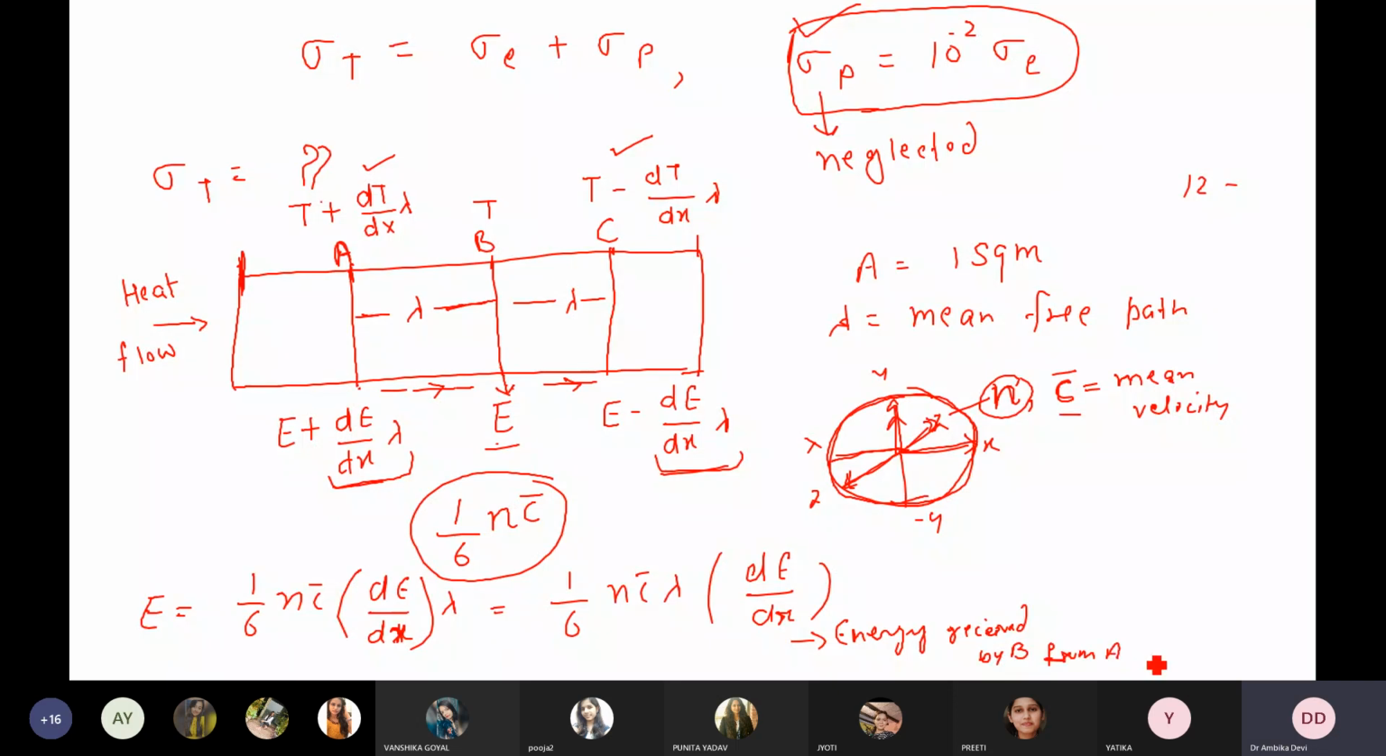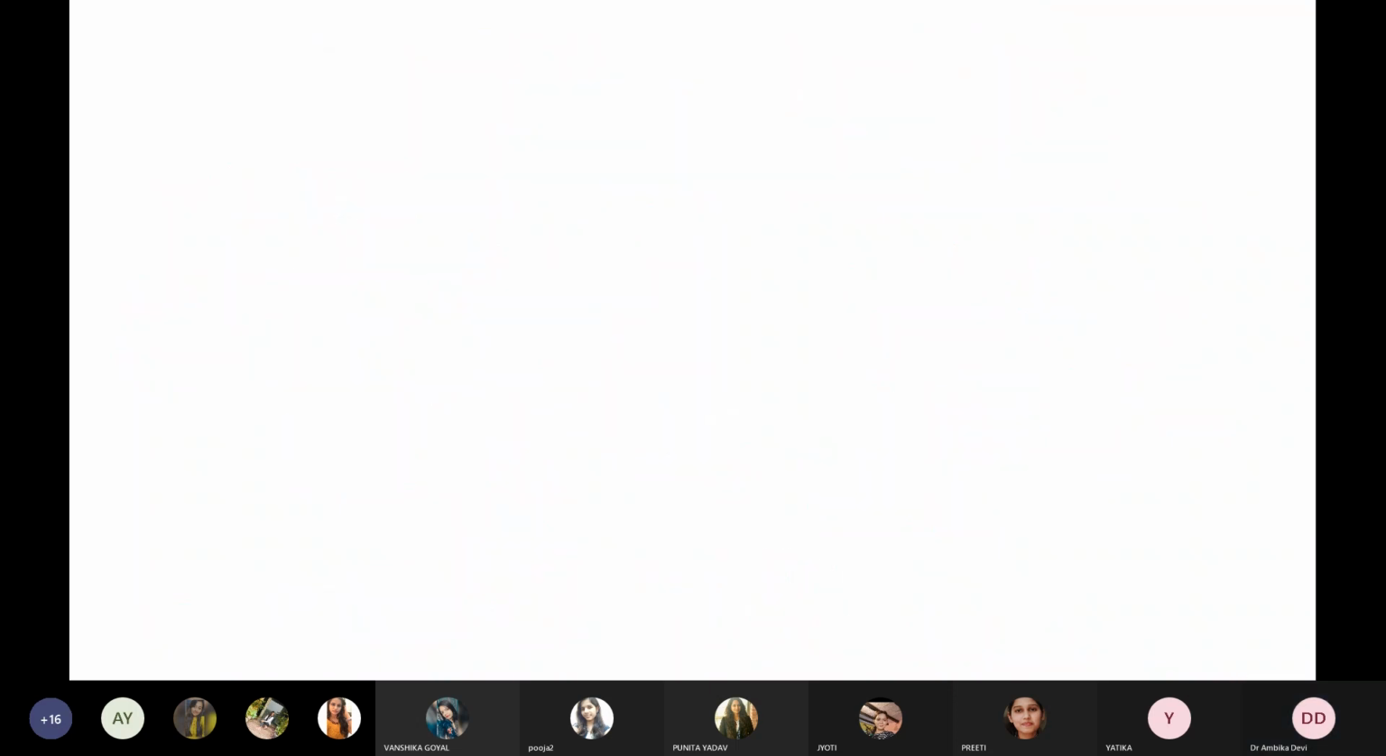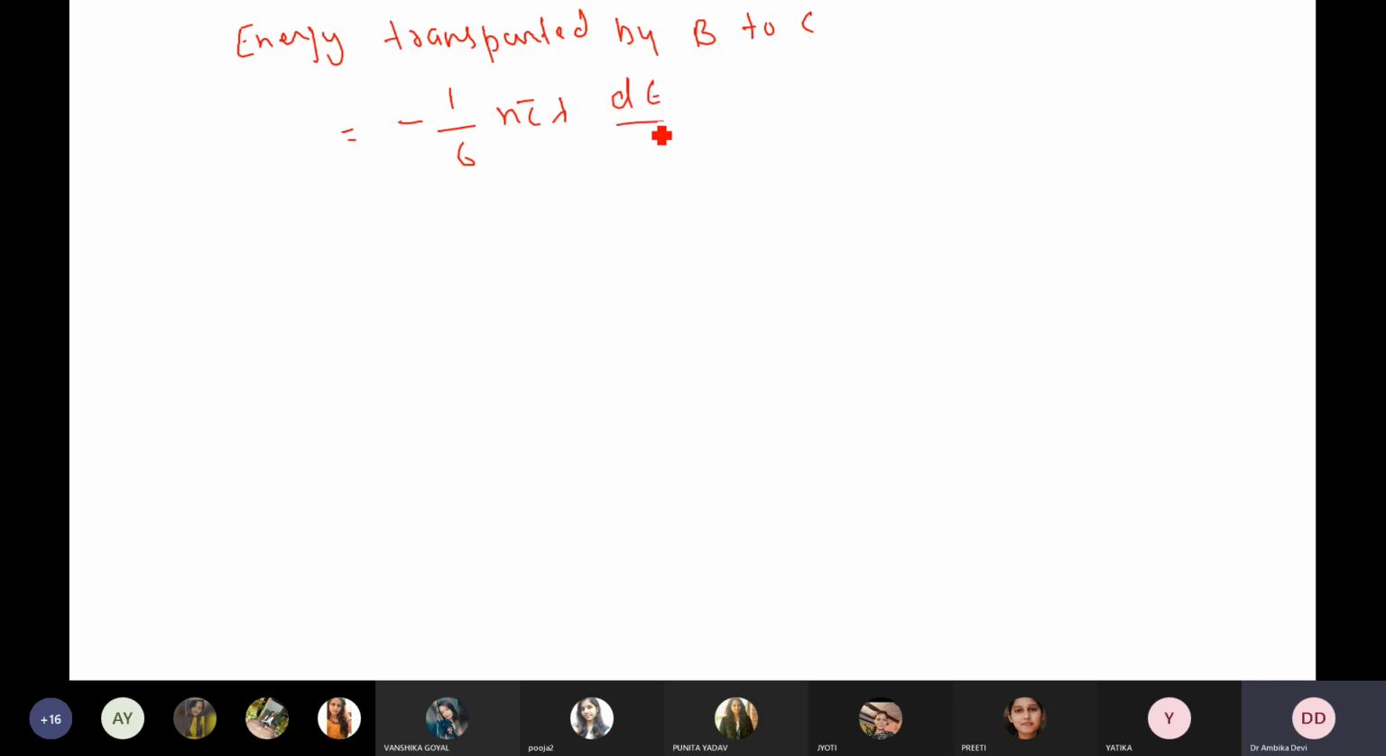Similarly, the energy transported by B to C is equal to negative of 1 by 6 n c bar lambda dE by dx, the total energy transported. So this is the energy transported by B to C, and similarly the energy received by B from A is this one, 1 by 6 n c bar lambda dE by dx.